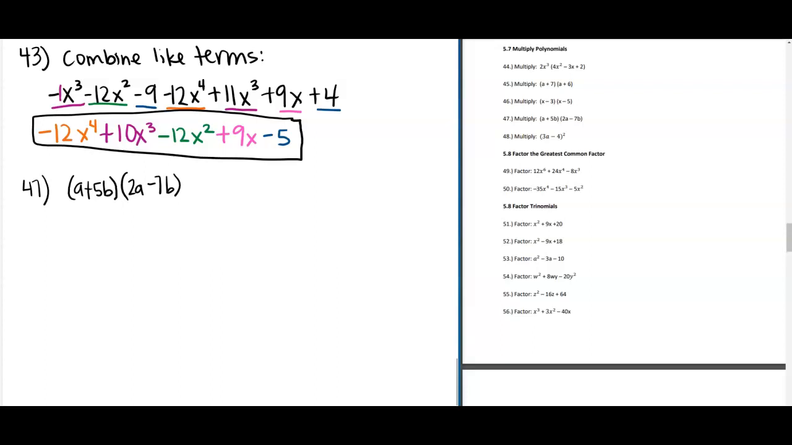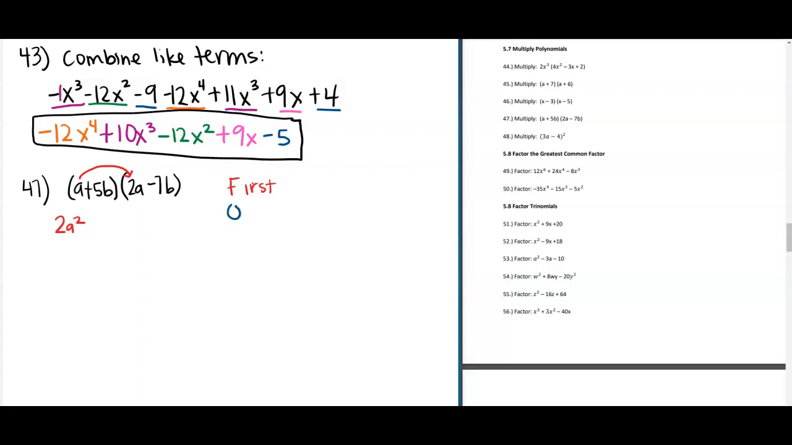So remember to do this, the F in FOIL stands for first. So we're going to do our first terms, which is a times 2a. So a times 2a is 2a squared. I'm just multiplying those two together. Then we're going to do our outside term.